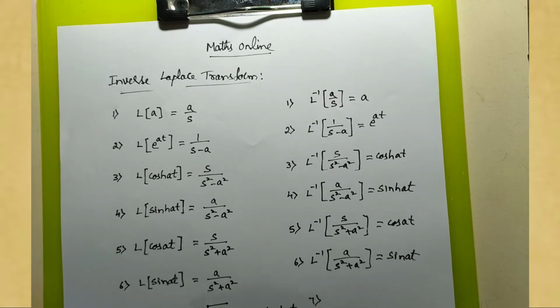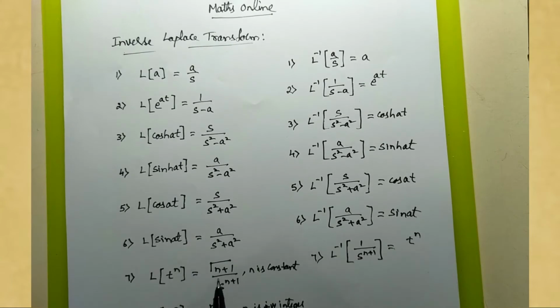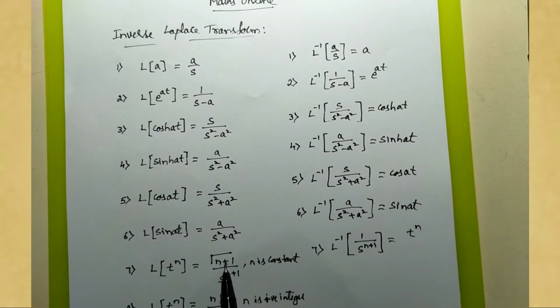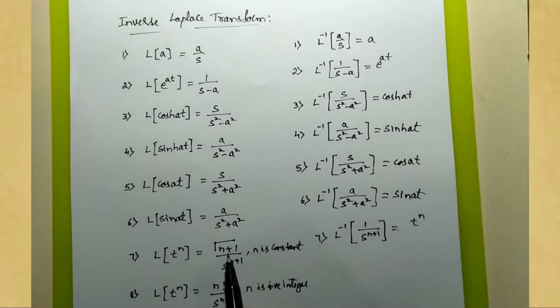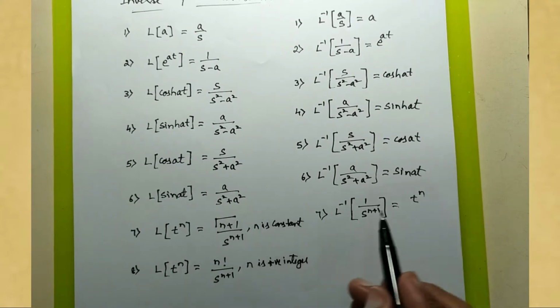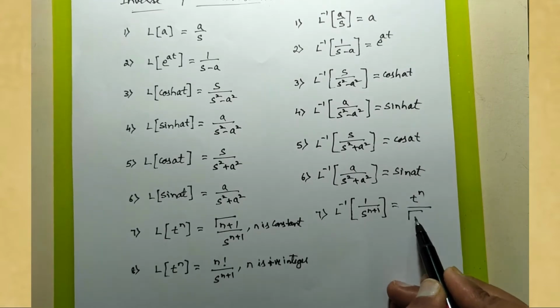Similarly, for the next one, suppose I take the inverse transform. This gamma of n plus 1 can be rewritten in terms of s. So 1 by s power of n plus 1, what will its value be? t power of n. What about this gamma of n plus 1? If I cross multiply, it comes in the denominator, so I can write it as gamma of n plus 1.